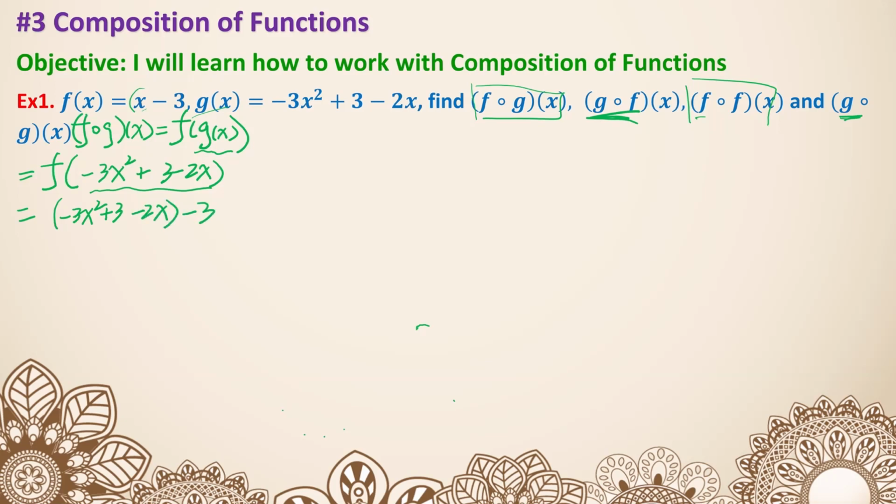If you open the parentheses, that 3 is just going to cancel. We have negative 3x squared minus 2x. There you go. That's fog.